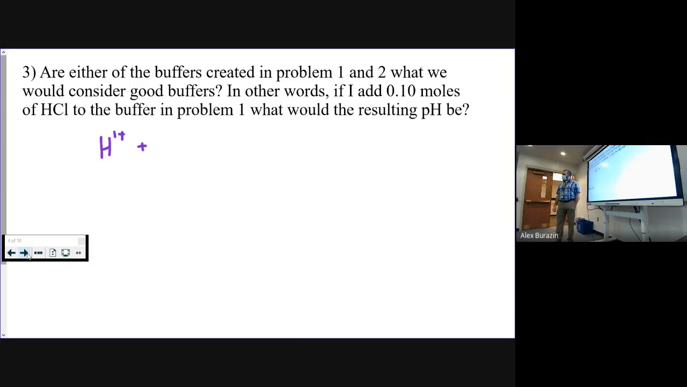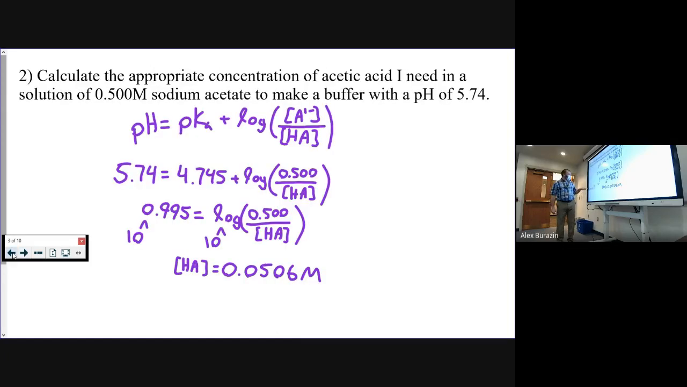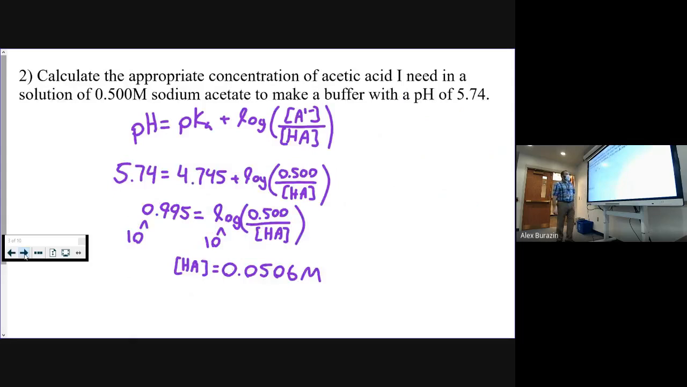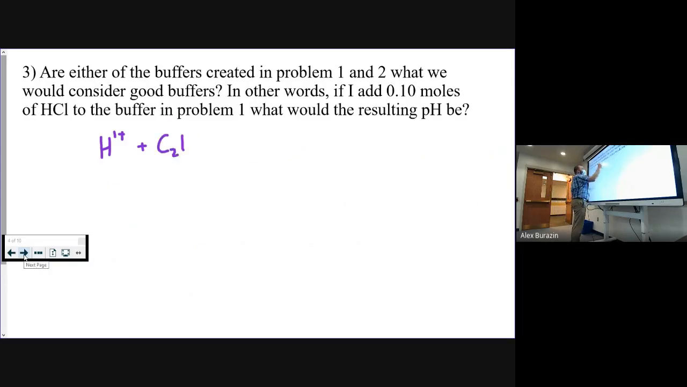What's the acid in my buffer? No. That's the acid. What's the base? The conjugate base of my acid, right? So it's acetate. So I have H1 plus acetate, and these are going to react. That's what we're looking at right now, right? My question is, I'm going to add some acid to my buffer. What's the pH going to be after I add the acid to my buffer?